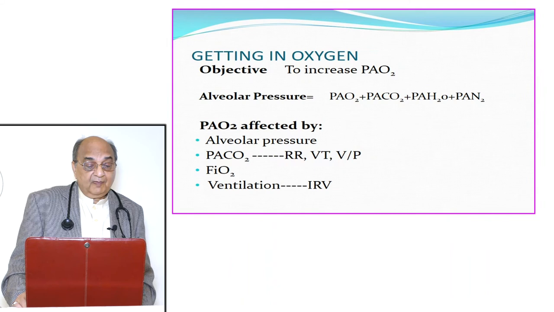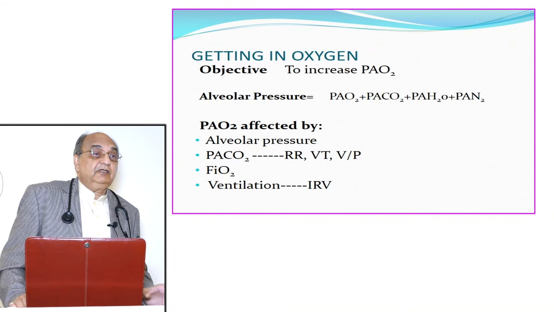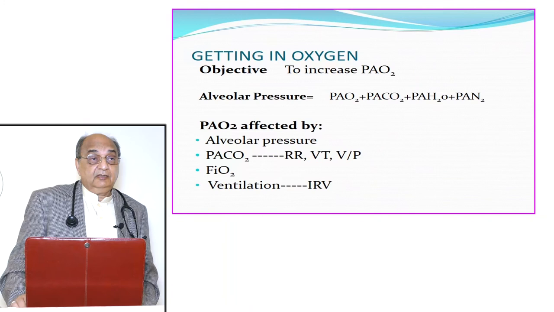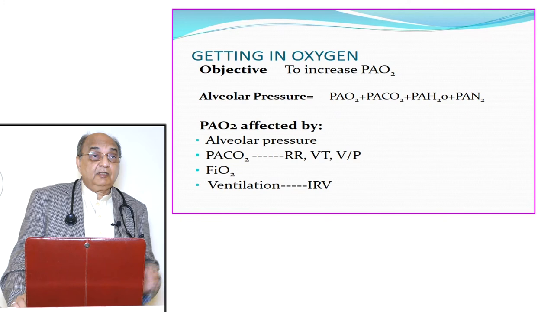Then it also depends on the ventilation, particularly the inspiratory phase. If you increase the inspiratory phase of ventilation, even leading to inverse ratio ventilation, the greater the inspiratory period, the greater the time given for the oxygen to diffuse from the alveoli to the blood. That will improve the oxygenation. So these are the things which we keep in mind, because our main objective is to deliver oxygen to the alveoli. Then we look at the alveolar capillary pathway, whether it is diffusing through it or not.